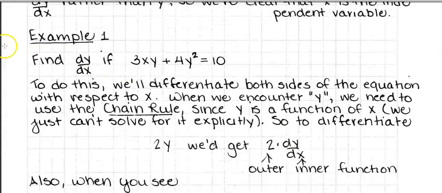Here's an example. Suppose I want to find dy dx, so in other words, the derivative of y with respect to x, if the relationship between x and y is given by this equation. So what we're going to do is differentiate both sides of the equation with respect to x, and every time we come across a y, we're going to use the chain rule. We're going to differentiate the outer function, which is the y that we see, and then we're going to multiply that by the derivative of the interior function that we can't see. In other words, we're going to just multiply by dy dx.